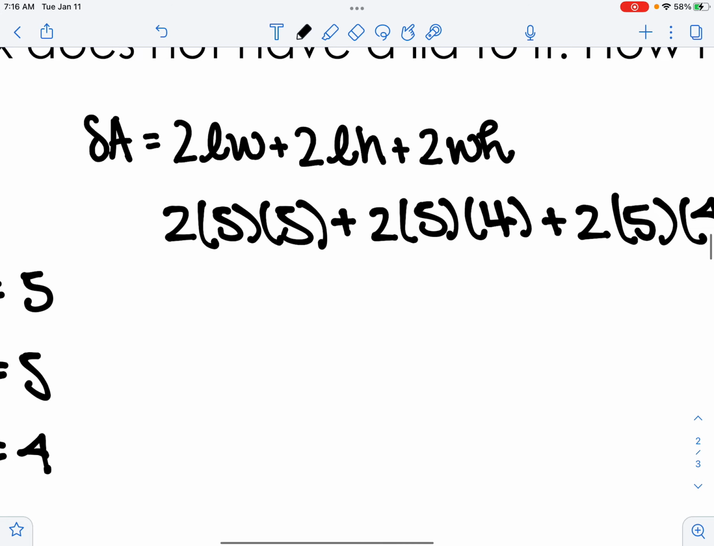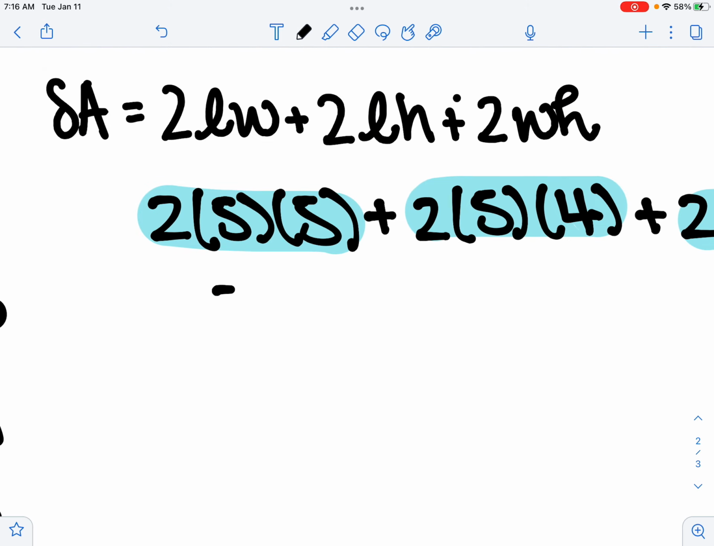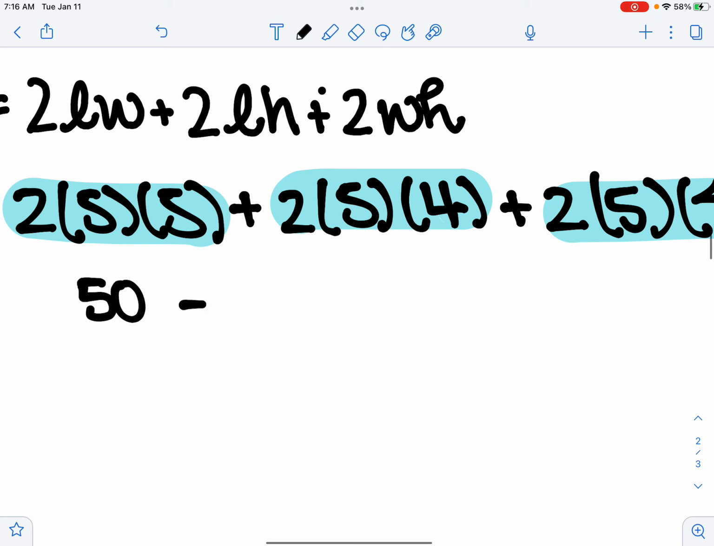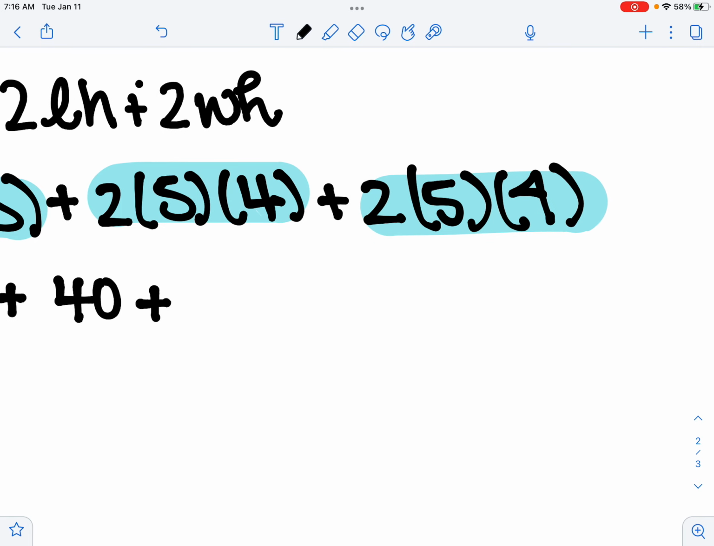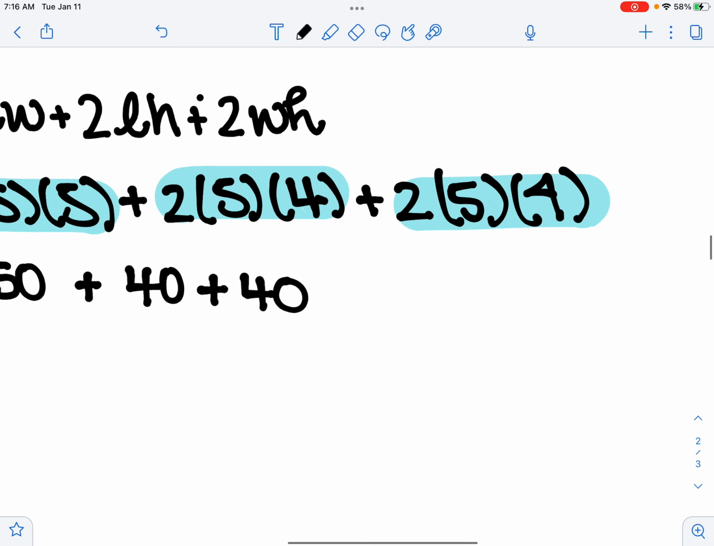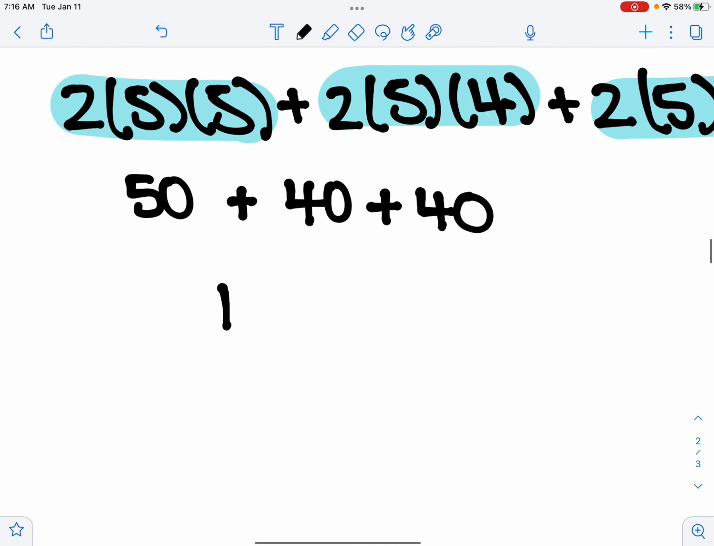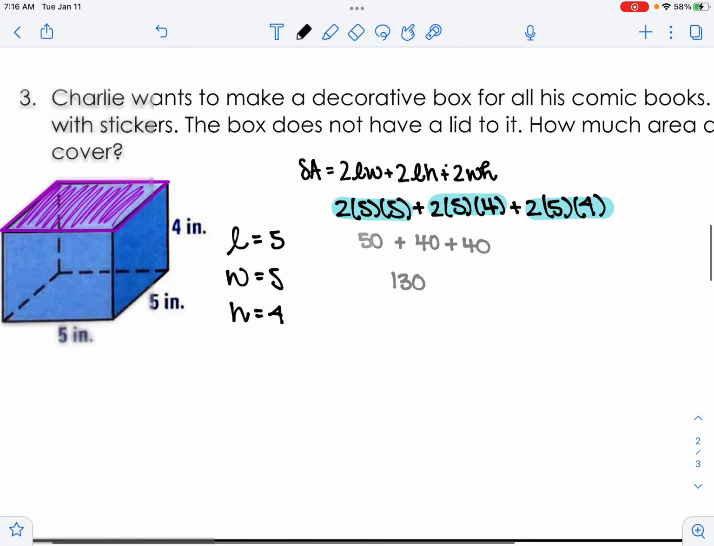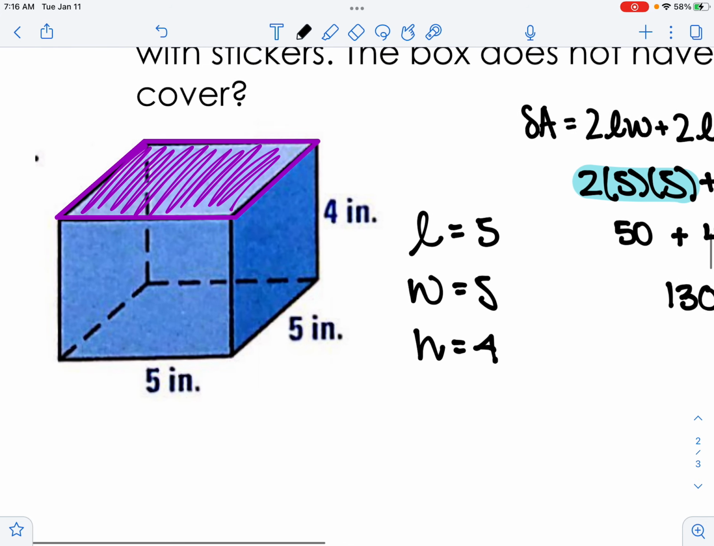All right, so simplifying our little chunks, I'm going to simplify each one and then add them all together, okay? So 2 times 5 times 5 is 50, plus 2 times 5 times 4 is 40, plus 2 times 5 times 4 is 40 again. Okay, so adding these together, I get 130, and that would be inches squared. But that 130 represents the full surface area.